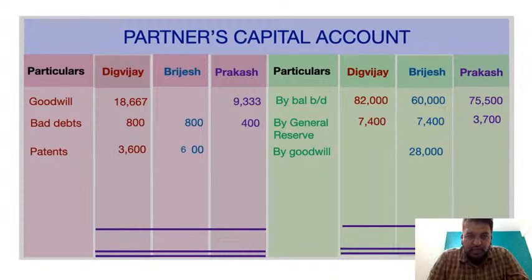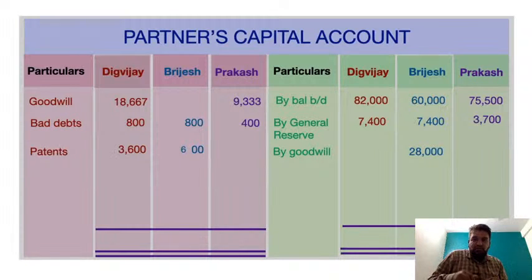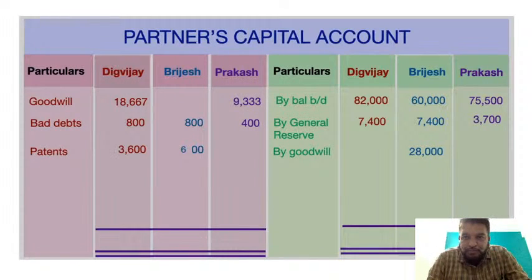Okay, so now you can see 82,000 is the capital from last year's balance sheet for Digvijay, 60,000 for Brijesh, and 75,500 for Parakram. It's written Prakash, but it's supposed to be Parakram. The general reserve, as per the balance sheet, we have divided among the partners: 7,400 for Digvijay, 7,400 for Brijesh, and 3,700 for Parakram.